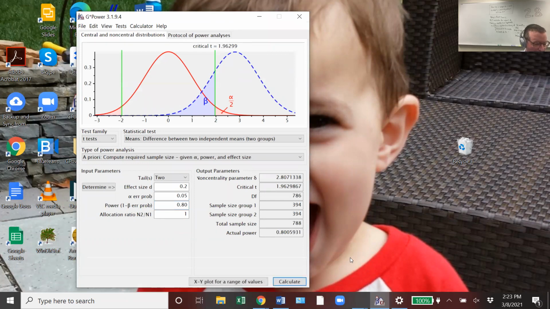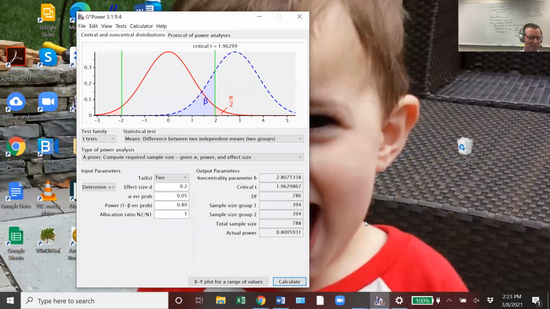All right. So I never know what these first two statistics are. Well, critical t 1.96. But the bottom line, well, almost bottom line here, is 80% power, 0.8005 power. And we need a sample size of 788.